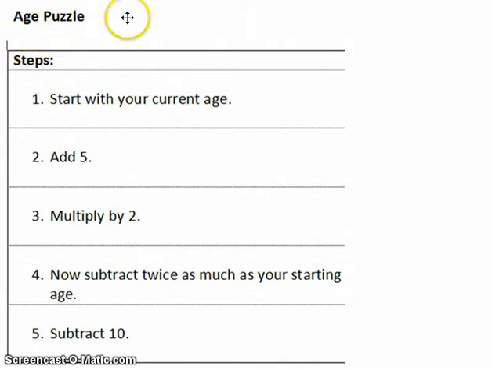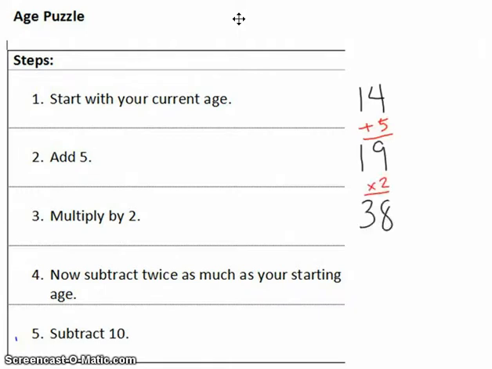You remember that after the quiz I gave you this age puzzle. You put in your current age as step 1, and it had 5 steps in total, and by the final step you had subtracted 10, and you got a result. Well, let's look at exactly how one of the students did this. He put in 14 as his age, then he added 5 like he was supposed to in the second step and got 19. Then he multiplied that by 2, and the third step's result was that he had 38 now.